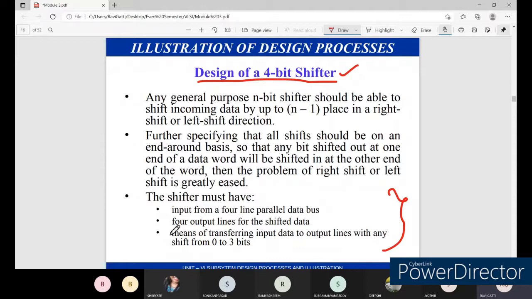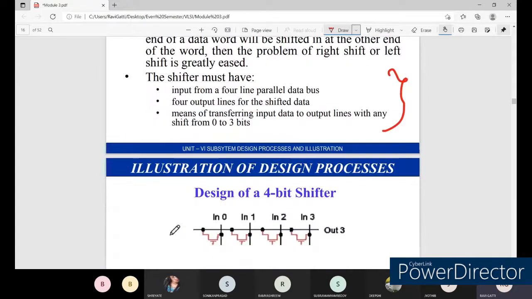The next one is transforming the input data to the output lines with any shift from 0 to 3 bits. When you give the inputs, how we are going to transfer them, that is, the transformation from the input side to the output side, you need to understand for this 4-bit shifter. These are the prerequisites, constraints and considerations we need to consider when you want to design a 4-bit shifter.